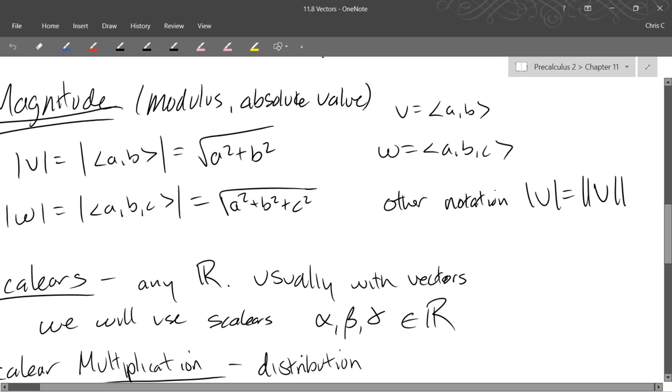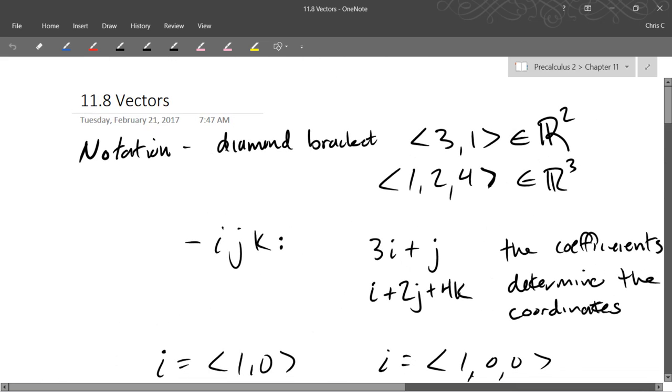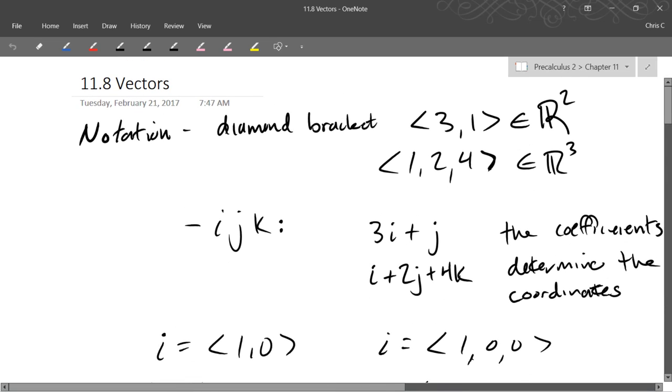Does anybody have a copy of the textbook? If you go into 11.8, can you see which, I'm pretty sure they use the notation that I used. You should be able to find magnitude or modulus pretty quickly in there.